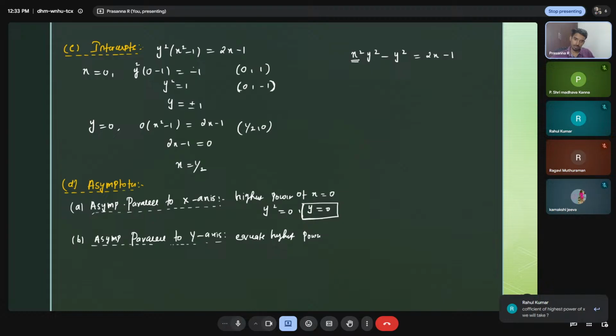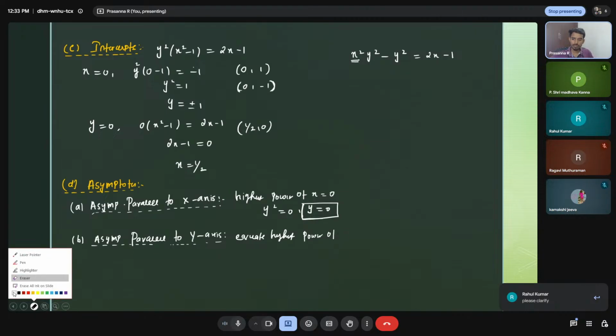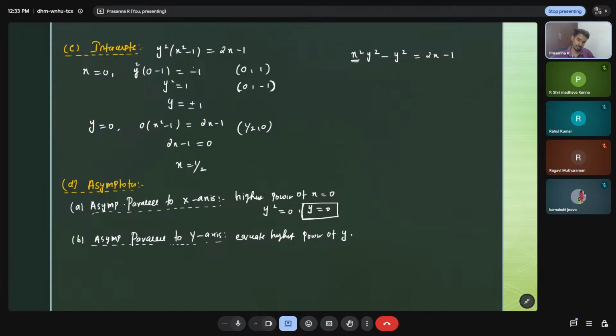Equate the highest power of x to be equal to 0. The coefficient will equate to 0, coefficient only. So y square is your highest power. So we have x square minus 1 is 0. So x is plus or minus 1. So it has a horizontal asymptote.